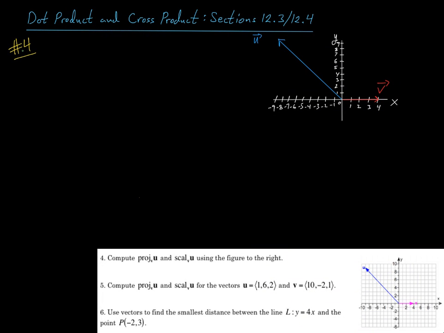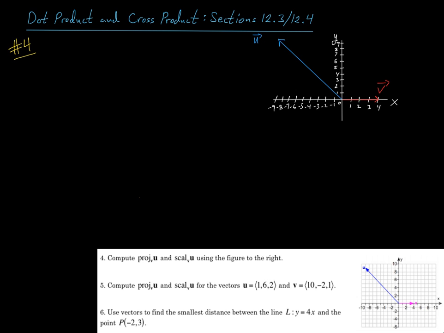All right, in this video, we're going to look at questions 4, 5, and 6 on the worksheet. Question 4 asks us to compute the vector and the scalar projection of u onto v using the figure to the right, which I've just copied up above here. So we're going to project the blue vector u onto the red vector v.